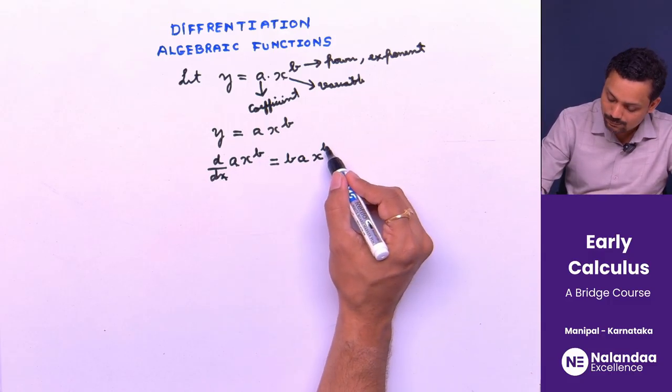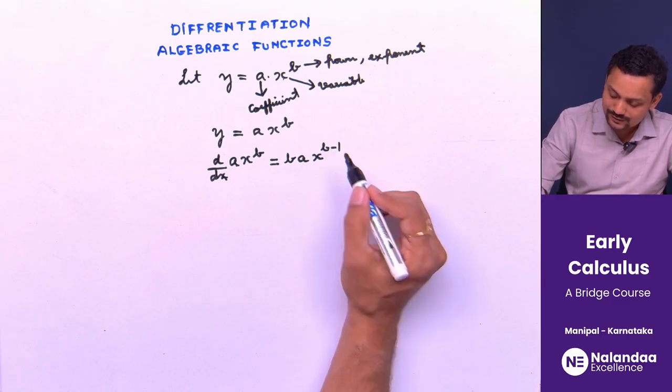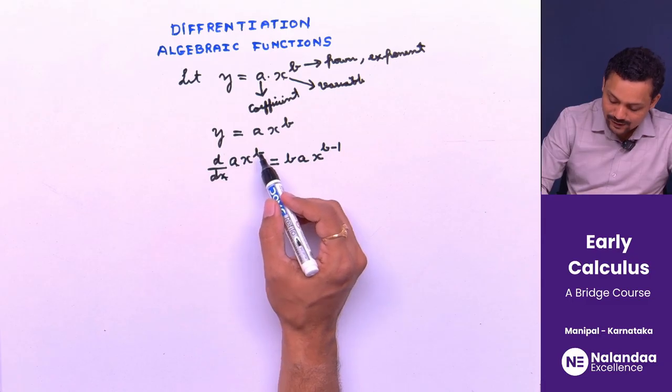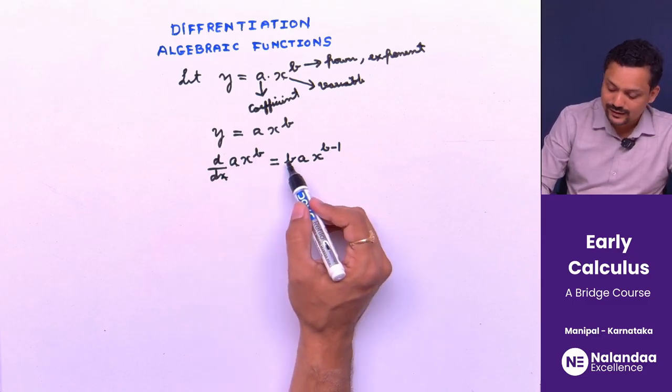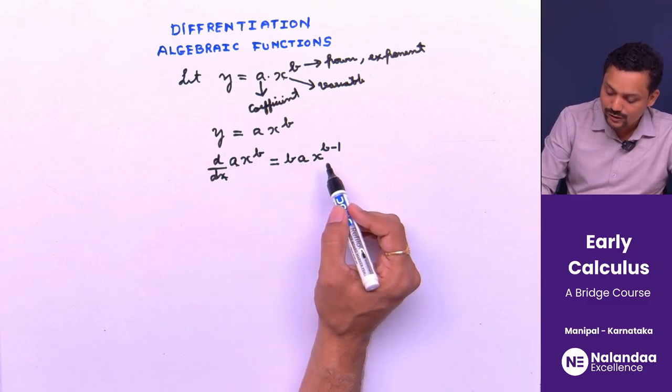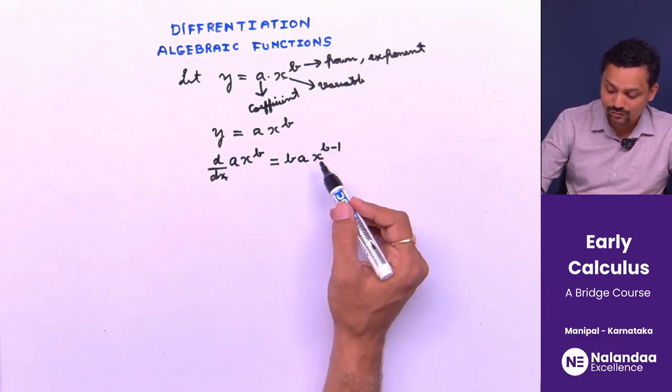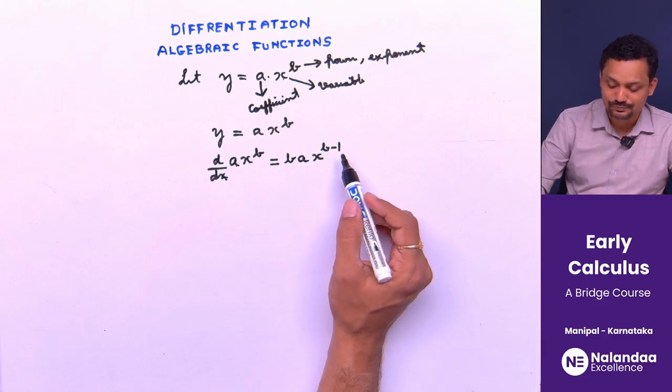So that is b minus 1. So we say the derivative of ax power b with respect to x is b into a into x power b minus 1. So this is how we represent the derivative.